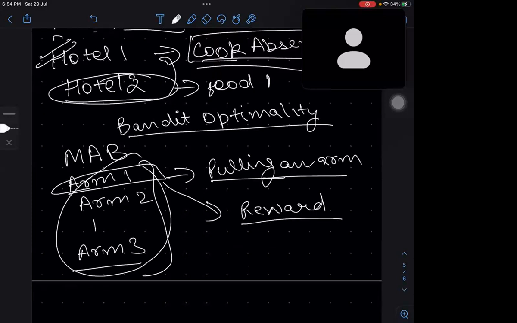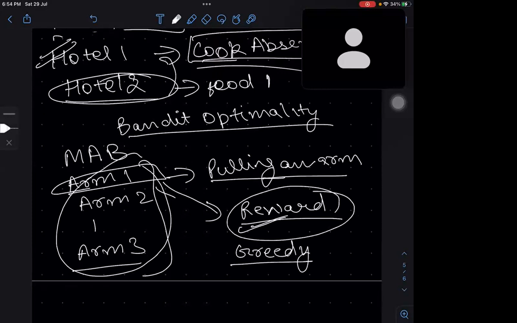Suppose now this exploitation comes. Suppose this is giving me the good reward. It doesn't mean that I'll always pull that arm. I'll be greedy in that. I have to pull other arms as well so that I can maintain the balance there. So basically, in the multi-arm bandit, we have multiple arms, and I have to pull the one arm which will give me the better reward.